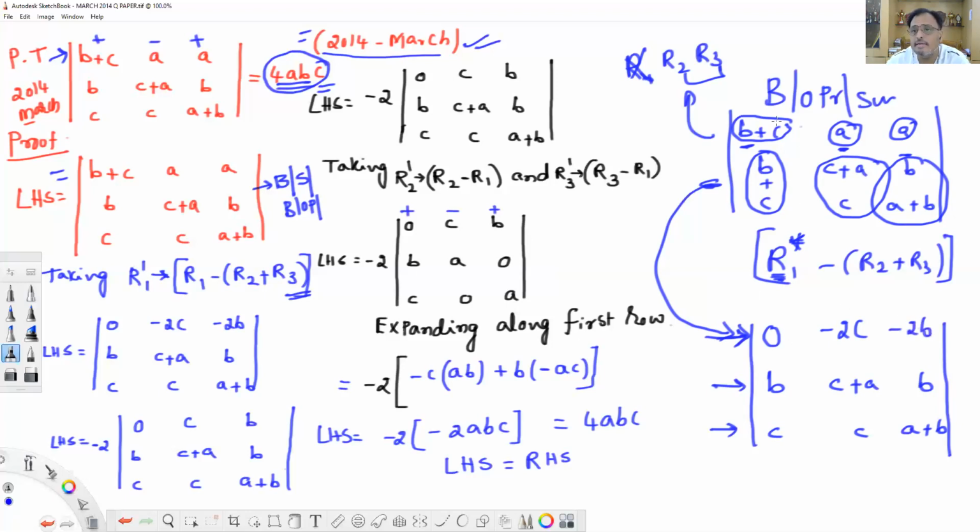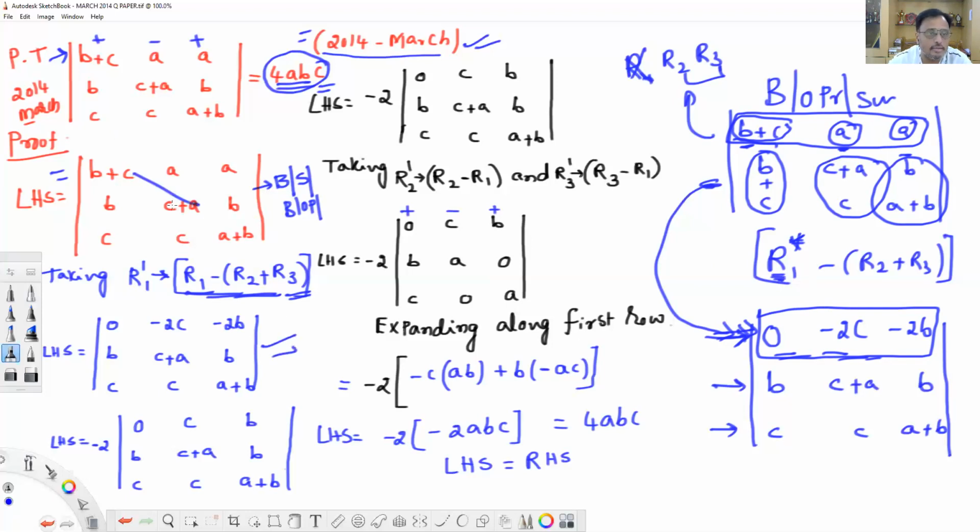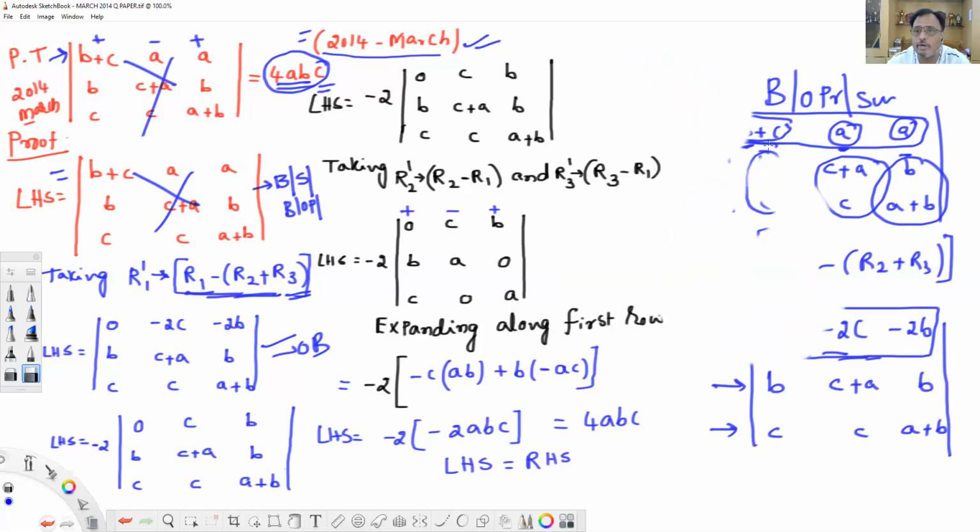Before surgery, the row 1 was this. After surgery, the row 1 is like this. That is the new row 1, the first row newly formed. Therefore I have written here: the new R1 dash means the new R1 can be obtained by doing the surgery R1 minus R2 plus R3. Now this is over. This is our original body. Please try to look at this one. Once again, this is our original body.